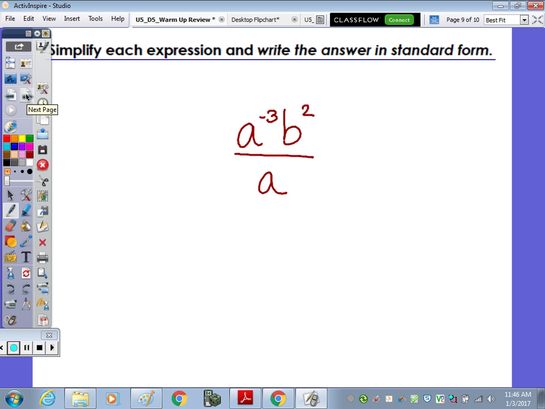Negative exponent rule included within a fraction. What do you get when you simplify this expression? So if it's in the numerator and it's negative, the term moves to the denominator and becomes a positive exponent. So the answer would be b squared over a, any two terms written next to each other without a symbol in between means multiplication, and a to the first times a to the third would be a to the fourth.